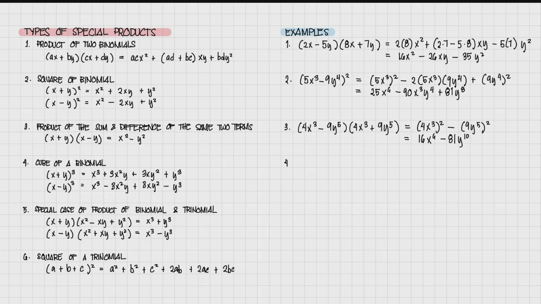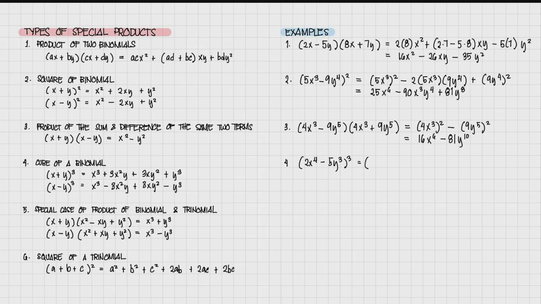So let's try 2x raised to 4 minus 5 times y raised to 3, quantity raised to 3. So if we're going to use the formulas, we're going to use this one. Since this is negative, this is negative. So we have x raised to 3.